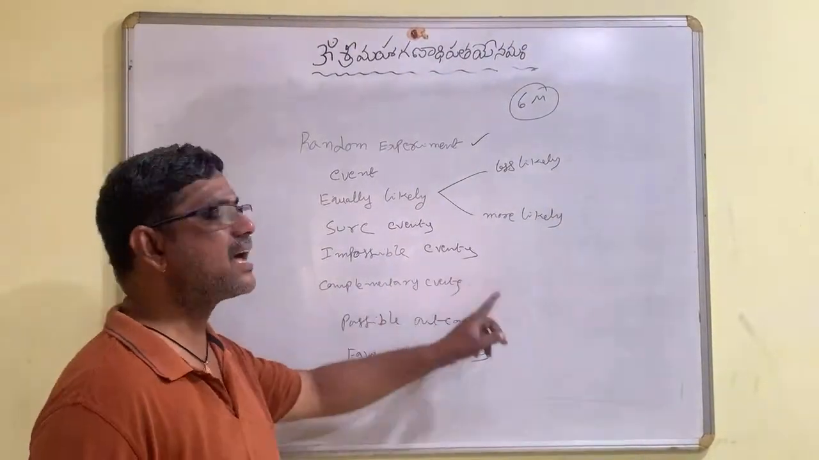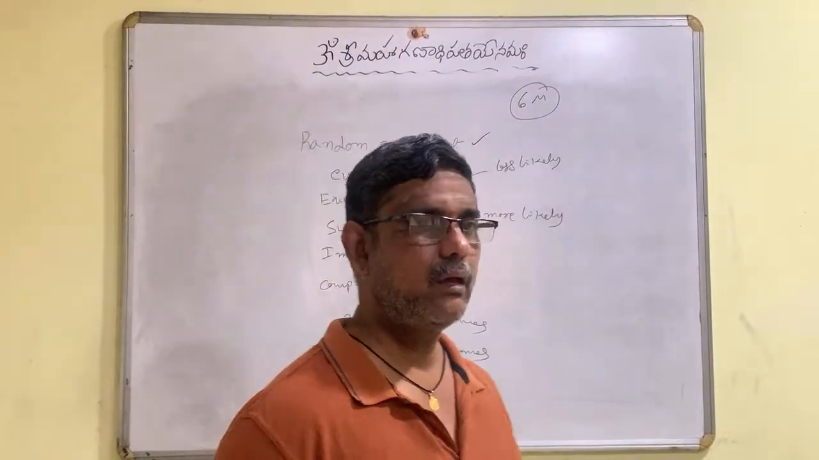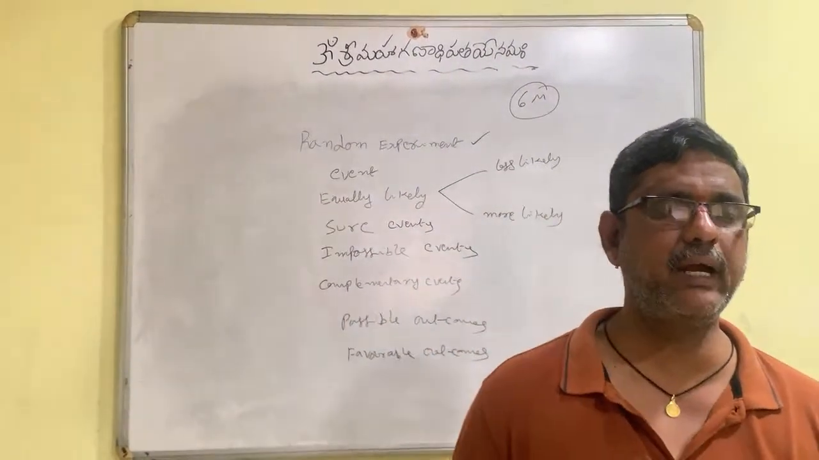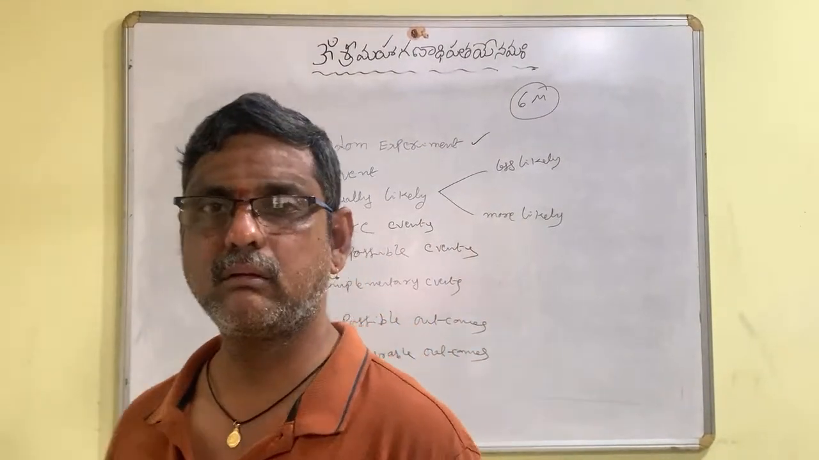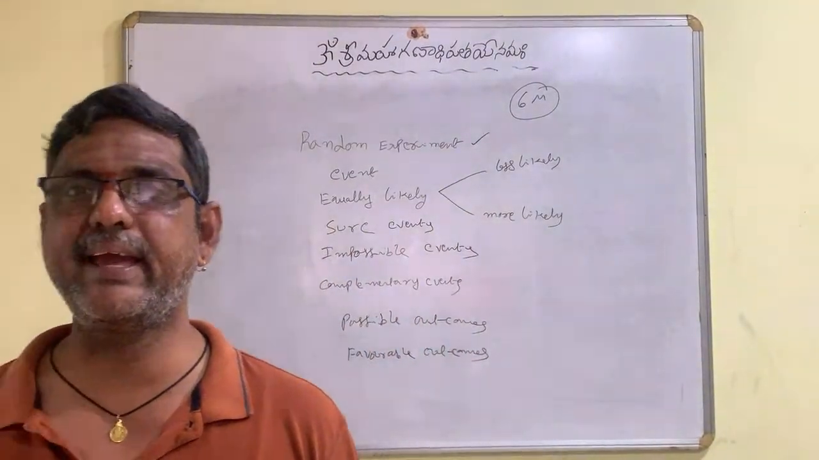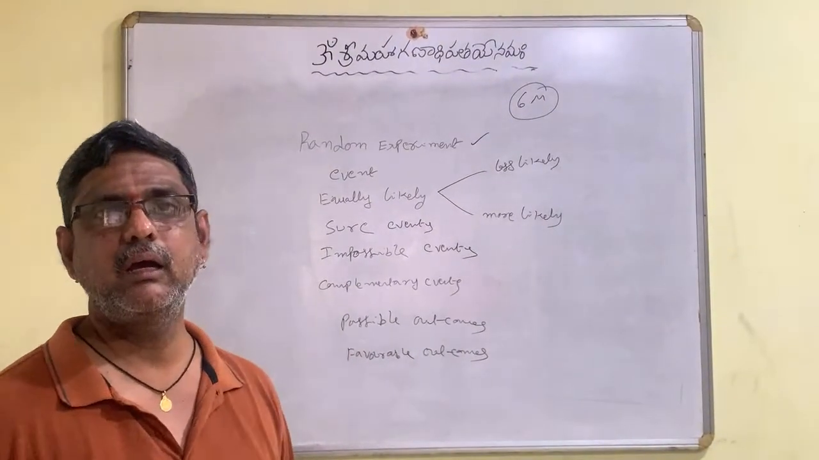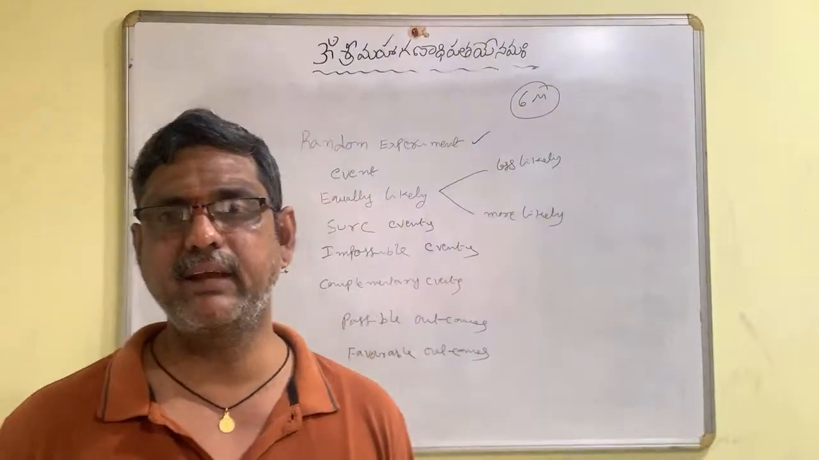Now, impossible events mean events whose probability is 0. Such events are called impossible events. Can anyone give one example?